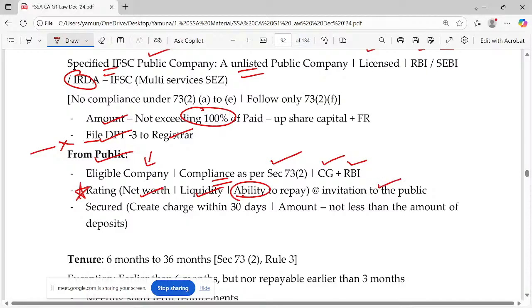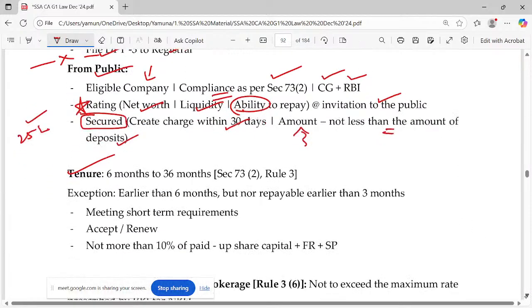What do you mean by prospectus? And security has to be created. So create a charge within 30 days. How much do you have to create? Not less than the amount of deposit. If you are asking for a deposit of 25 lakhs, it means at least a 25 lakh charge has to be created, not less than that. Tenure, we have already discussed: 6 months to 36 months.